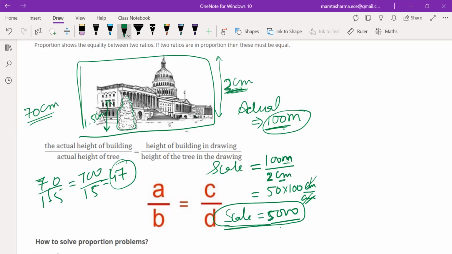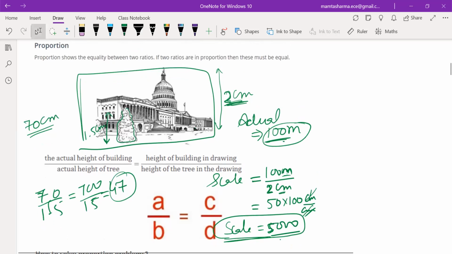Understood? So they should be in proportion. Each and every part should be in proportional scale. So to compare these types of images or parts of images, we use the proportion.